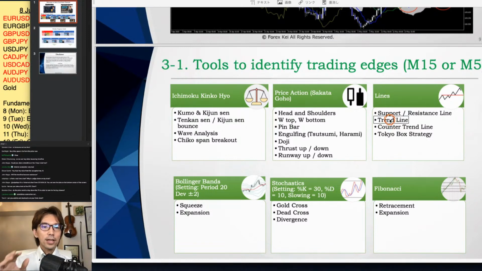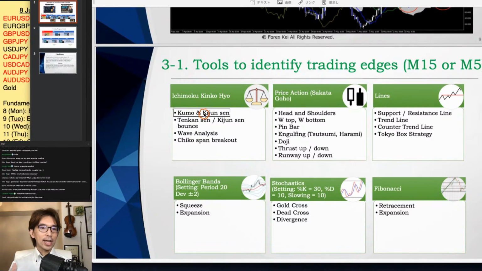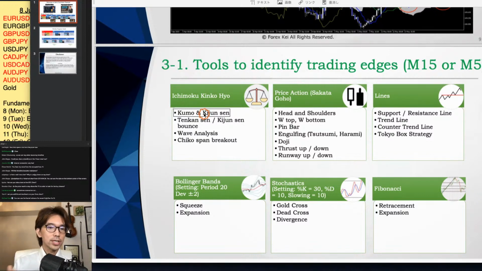And if there is, let's say, a stochastic gold cross along with this trend line, and also a Tenkan-sen bounce in the 5-minute chart, then that will be a better confirmation for me to buy at that point. And in that case, I might go for 2% risk per trade, and I expect the price to go upwards.